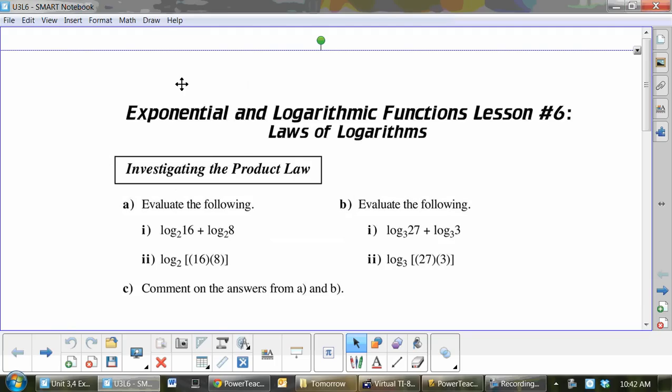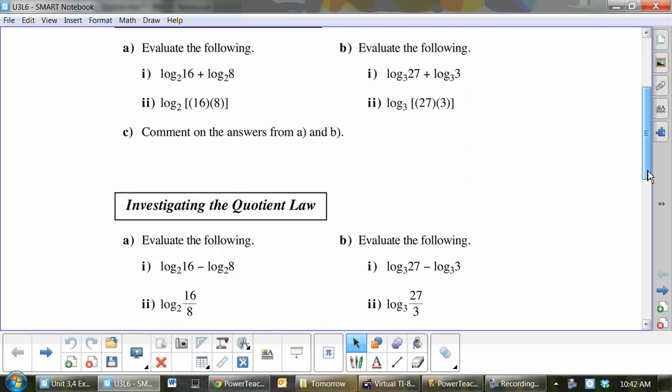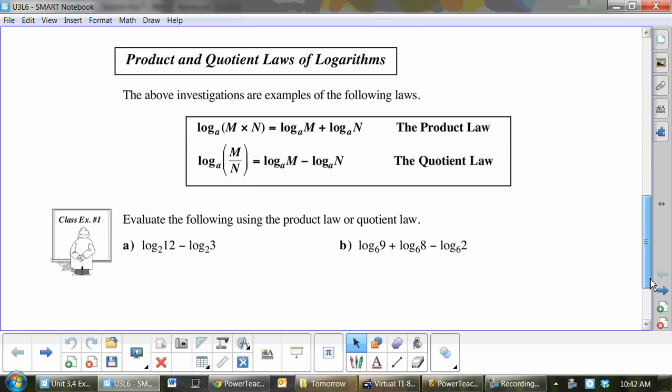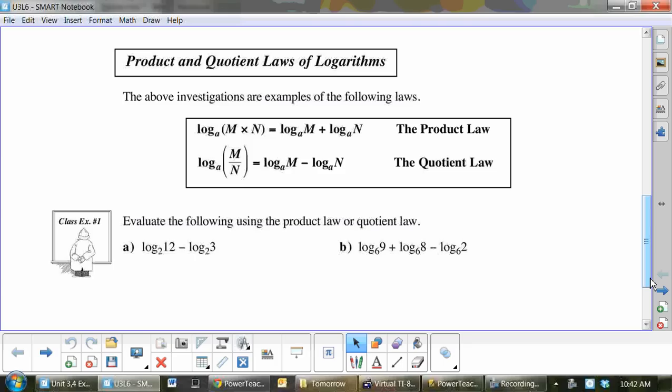Okay, so today is kind of bringing in the rest of the logarithmic function laws. The two that we are going to be doing today, we're going to go all the way down here. We're doing these two and then another one today, and they are called the product and the quotient laws.